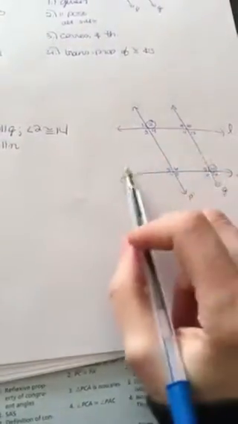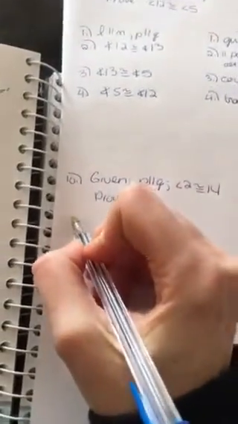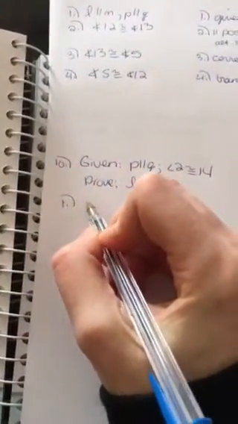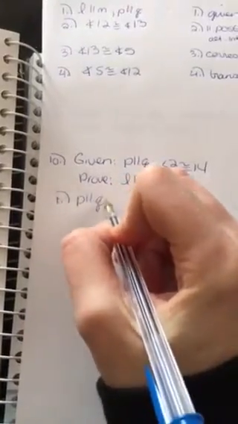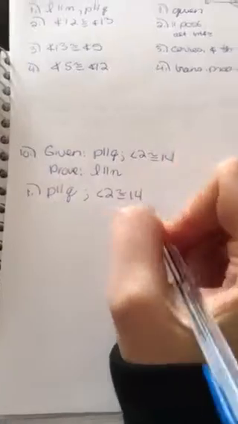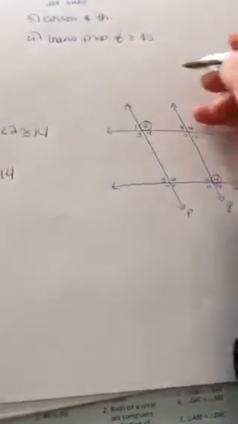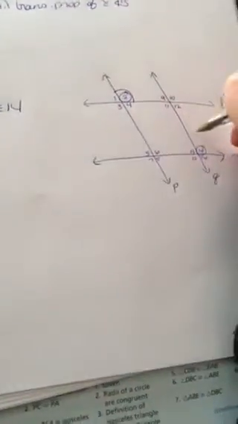is congruent to angle 14, and we need to prove that these two lines here are parallel. So I'm going to do this. 1, P is parallel to Q. Angle 2 is congruent to angle 14. So angle 2 is congruent to angle 14.